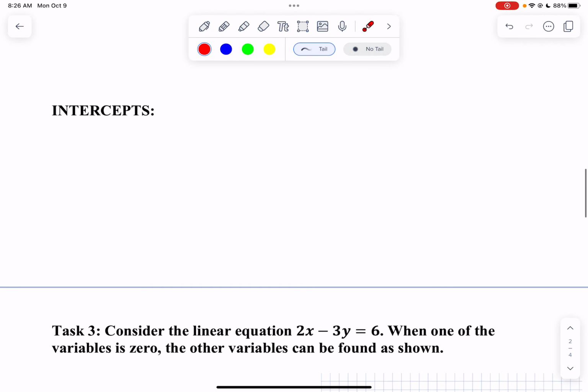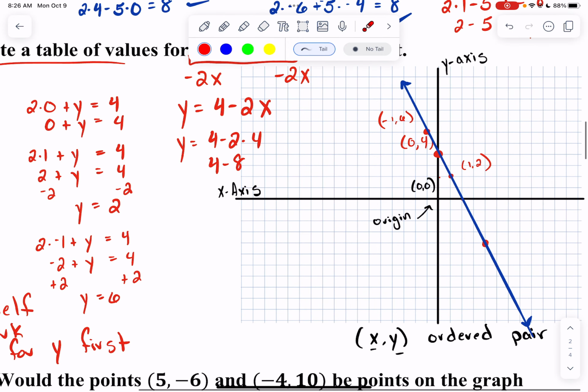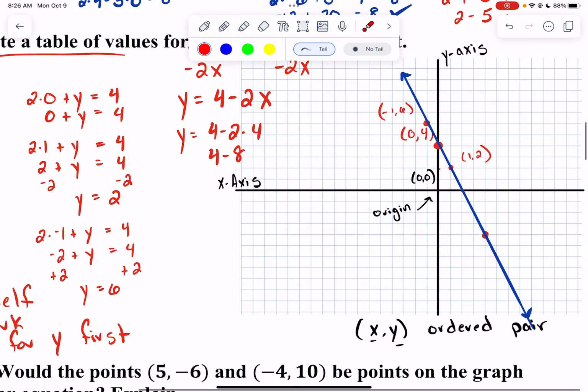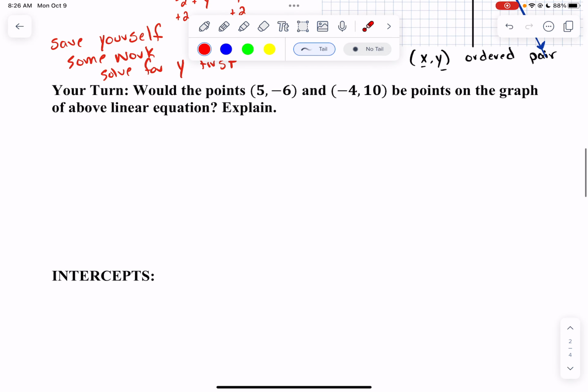All right, next we need to talk about intercepts. There are two intercepts. There are basically two places where this function intercepts or goes through one of my axes. We've got this point here and this point here. The point where it crosses the x-axis we call the x-intercept. The point where it crosses the y-axis we call the y-intercept. So the intercepts are the points at which it crosses.